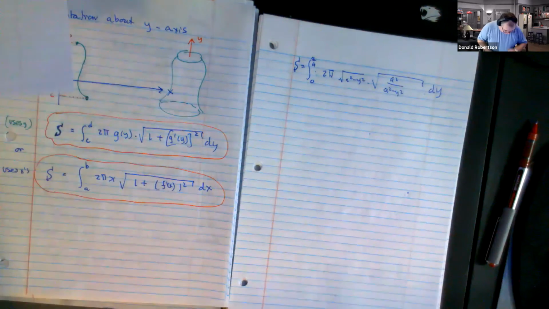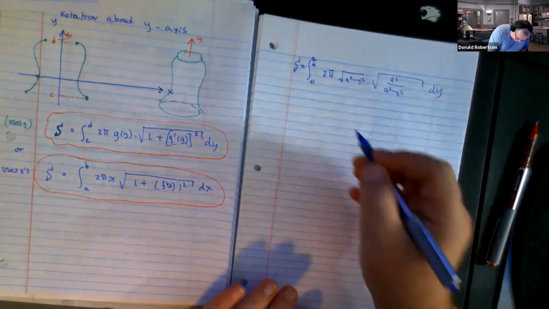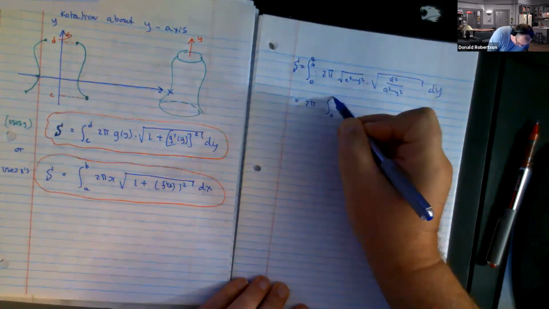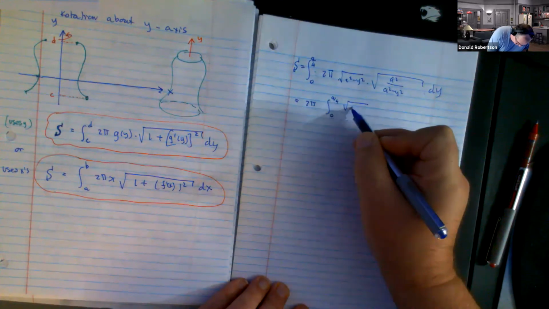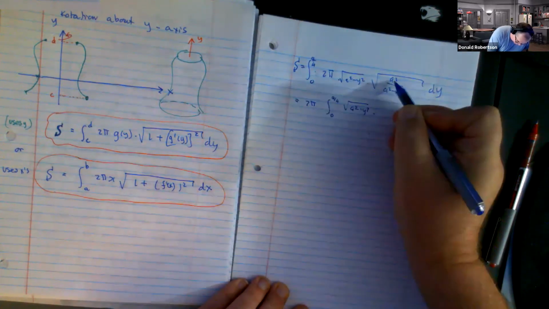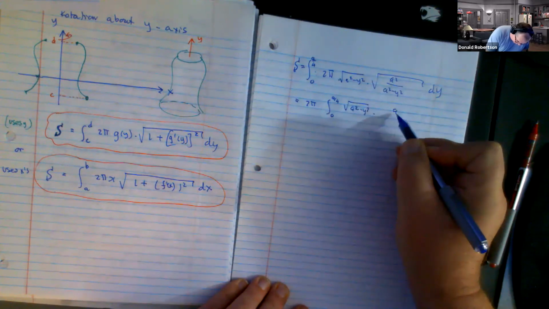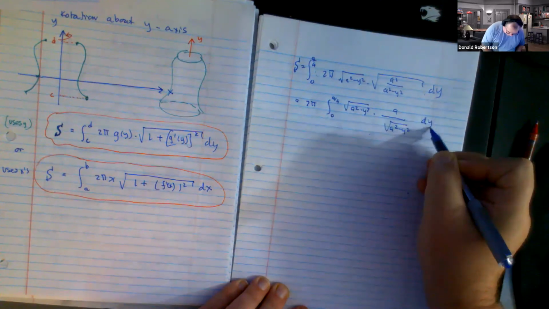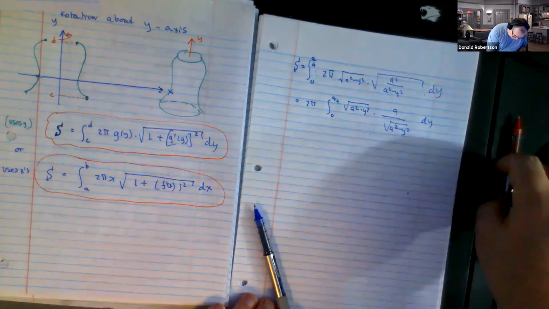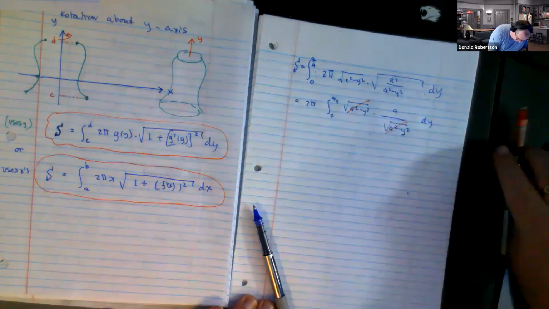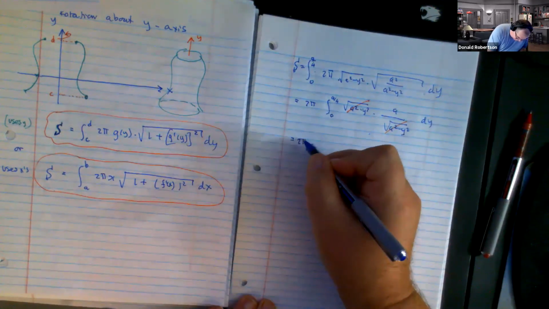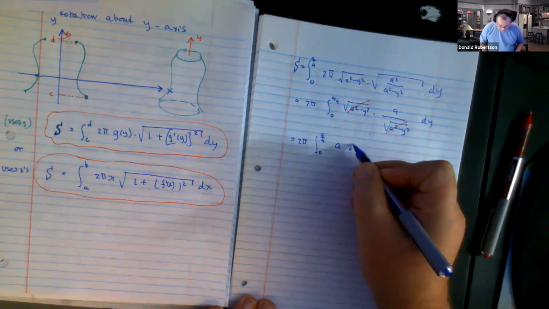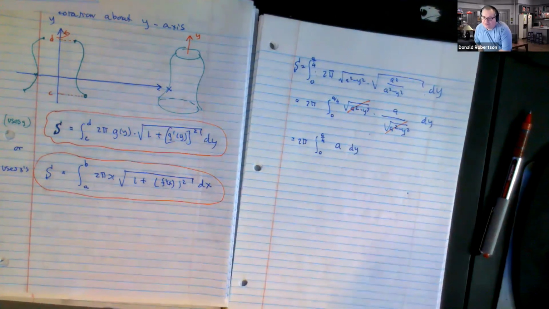Now we have to fight our way through some more algebra. I'll pull out the 2 pi. This can be split. The square root of a squared is a. The square root of that guy is a squared take away y squared. And then it's like magic. Oh, this cancels out that. So what you're left with is 2 pi, the integral from 0 to a/4 of a. Now, you weren't expecting such a nice answer.